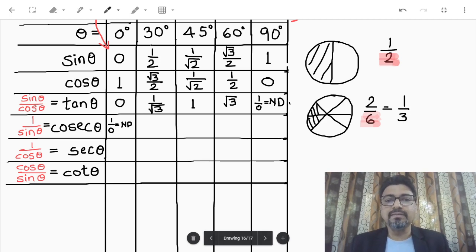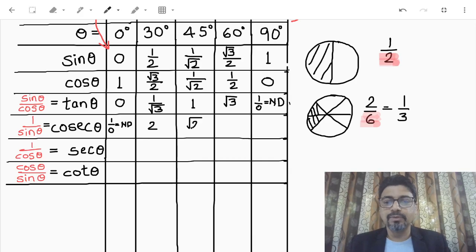Moving ahead, sine 30, 1 upon 2. Its reciprocal 2 upon 1. So cosec 30 is 2 upon 1 or simply 2. Sine 45 degree, 1 upon root 2. Reciprocal root 2 upon 1. So cosec 45 degree will be root 2 upon 1 or simply root 2. We don't write the denominator 1. Sine 60 degree, root 3 upon 2. Its reciprocal 2 upon root 3. So cosec 60 degree will be 2 upon root 3.